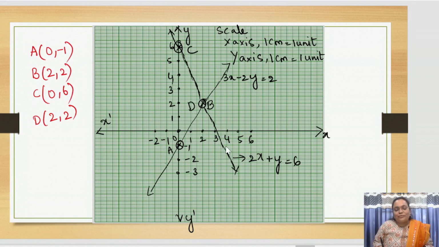So from the graph we can say that these 2 lines are intersecting lines. So intersecting lines intersect at a common point. Okay, at a common point. That common point is called the solution of the given pair of linear equations. This is called the solution. Okay.